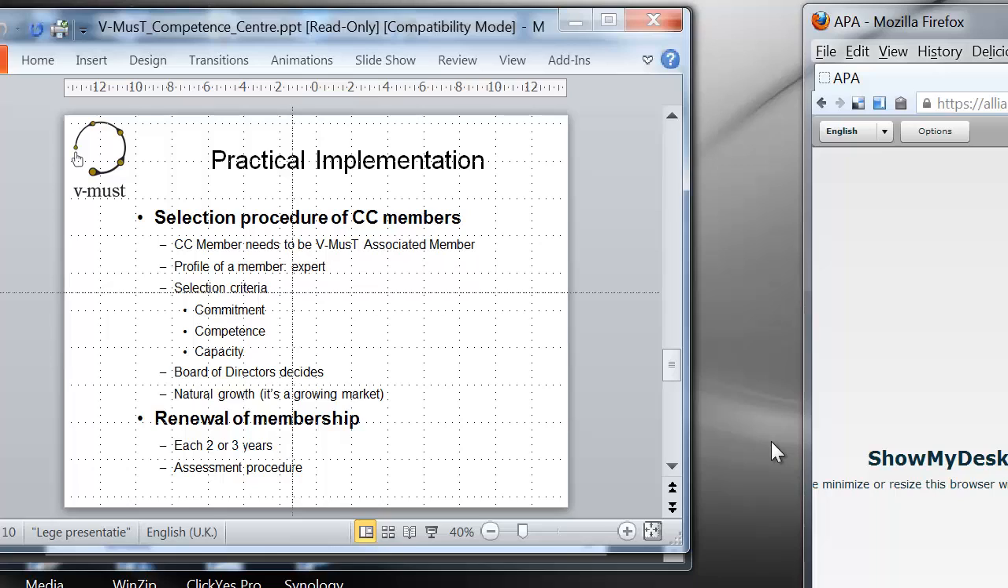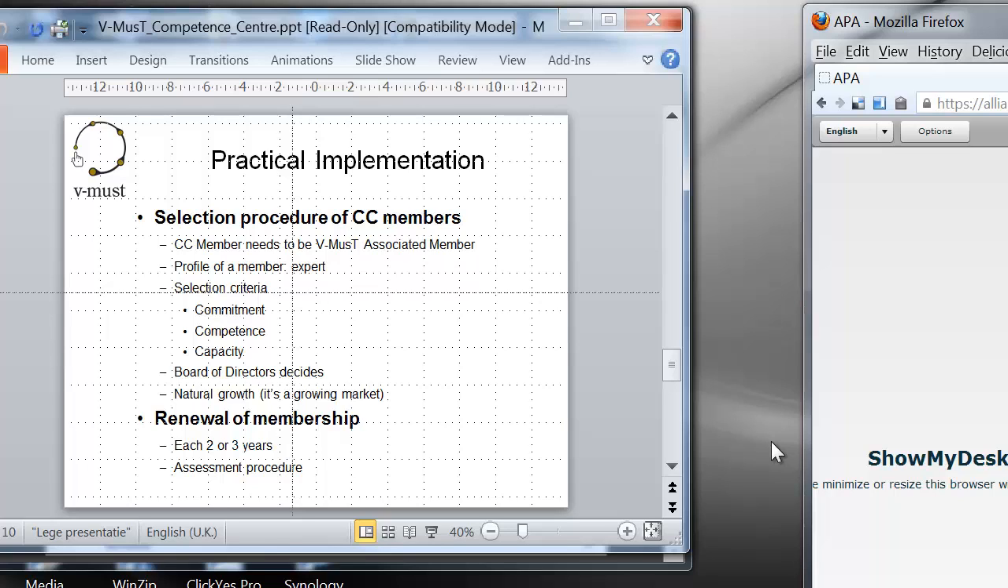Yes, okay. So as I said, there is a selection procedure. That means not everybody can become a member of this competence center, and members become, in fact, mostly the people that realize the projects. Those who are the customers can also be a member once their project is finished. So a competence center member, first of all, we want them to be part of our network of excellence as an associated member, and then they can be promoted to a competence center member. And how do we select them?